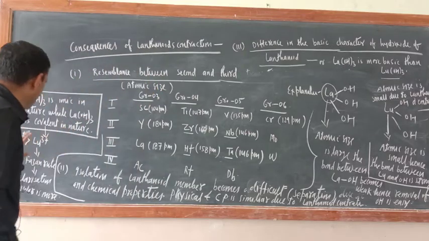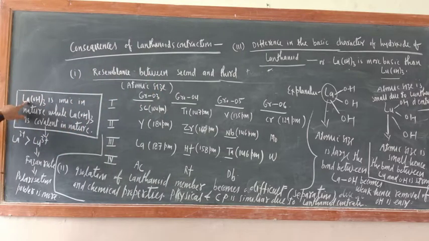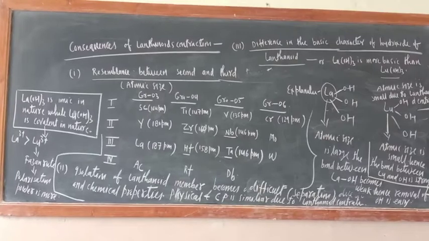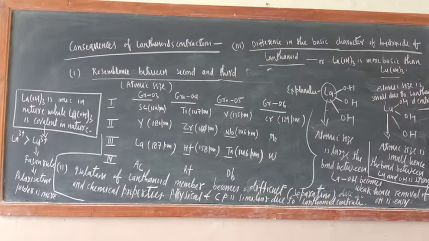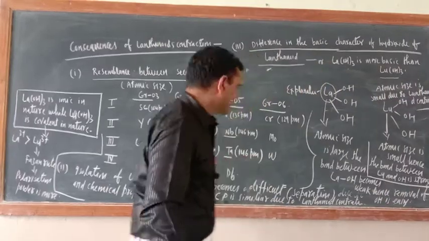There is one more question, sometimes they ask: lanthanum hydroxide is ionic in nature, while lutetium hydroxide is covalent in nature. Once again, listen to the question. La(OH)3, lanthanum hydroxide, is ionic in nature, while Lu(OH)3, lutetium hydroxide, is covalent in nature. Why? Now try to understand here.